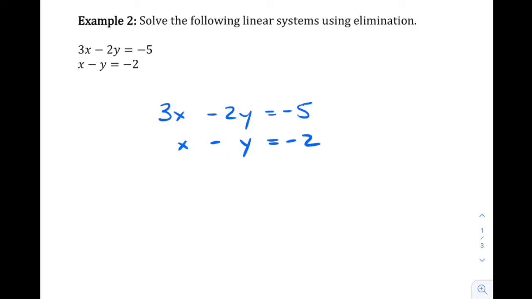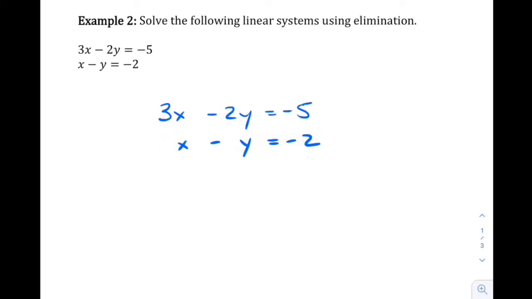So one thing that we can do is we can take the bottom equation and multiply the entire thing by a certain value that will make it match. So for example, if I want the x's to match, have the same coefficient, I'm going to have to multiply the entire bottom equation by 3. If I want the y values to match, I could multiply the entire bottom equation by 2. Does not matter which one you choose. In this case, I'll eliminate x.